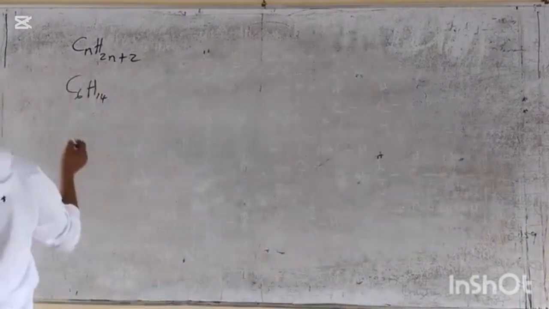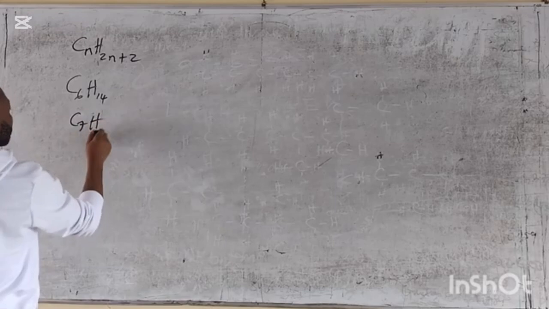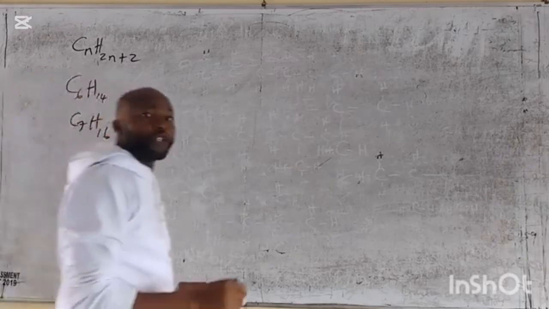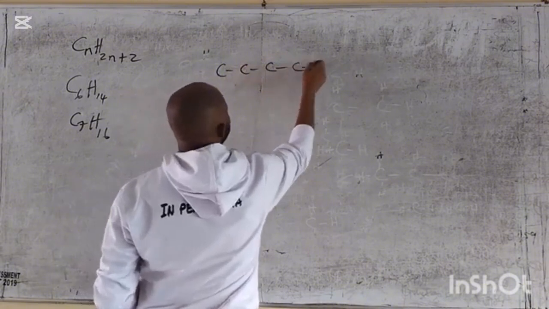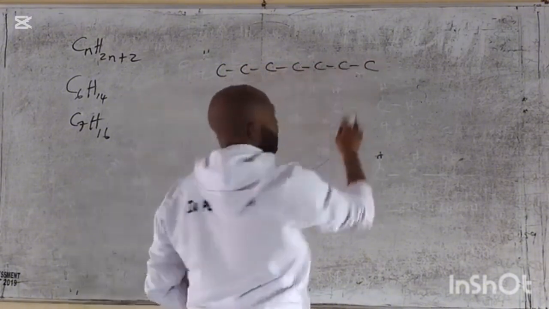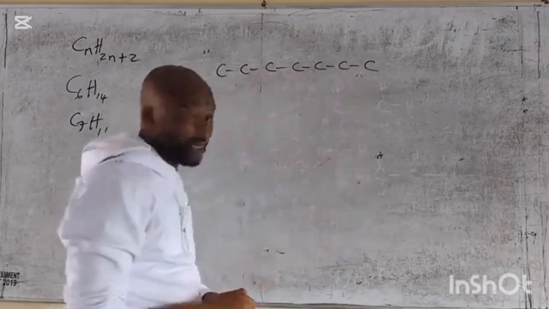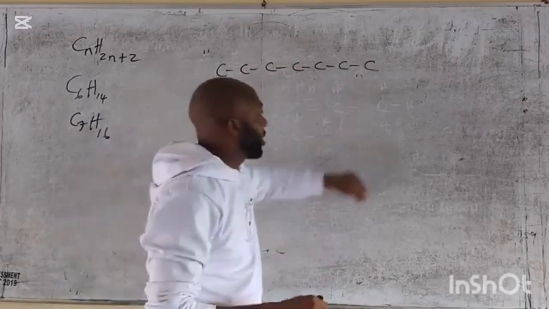If you were to have C7H16, the first one is 1, 2, 3, 4, 5, 6, 7. This is our normal heptane. Don't mind that the hydrogens are not there, but now I want to break it down. You understand what I mean by that?